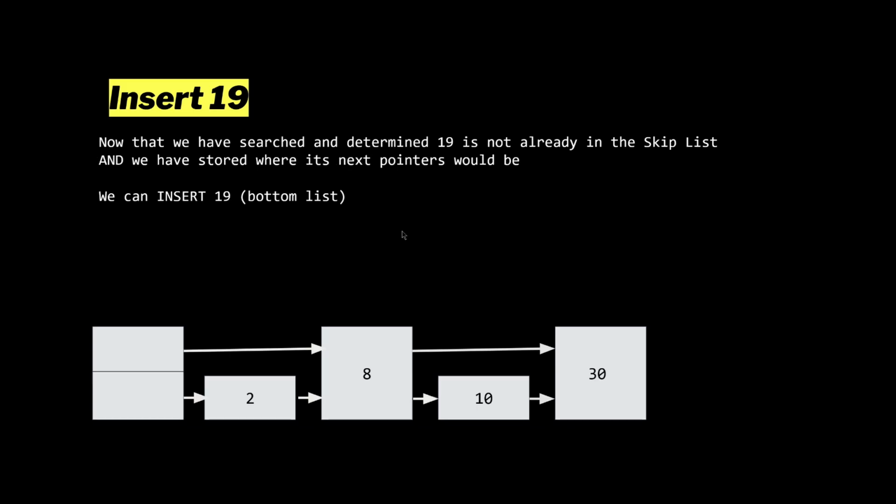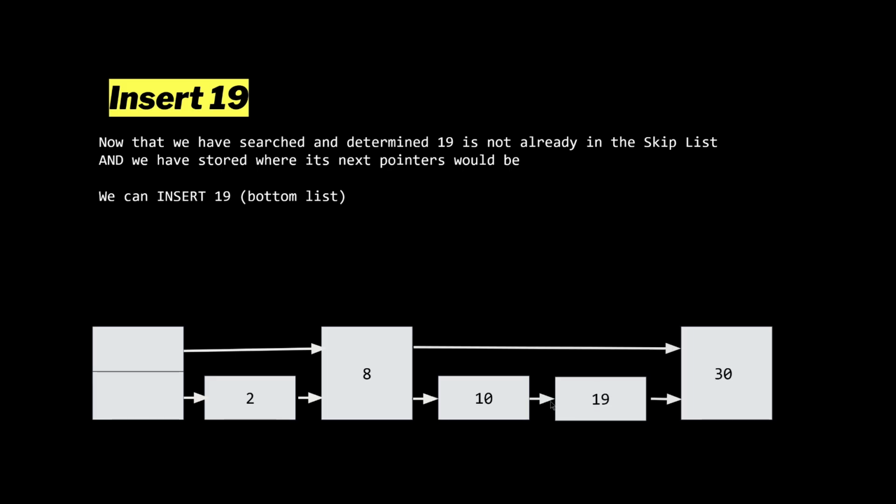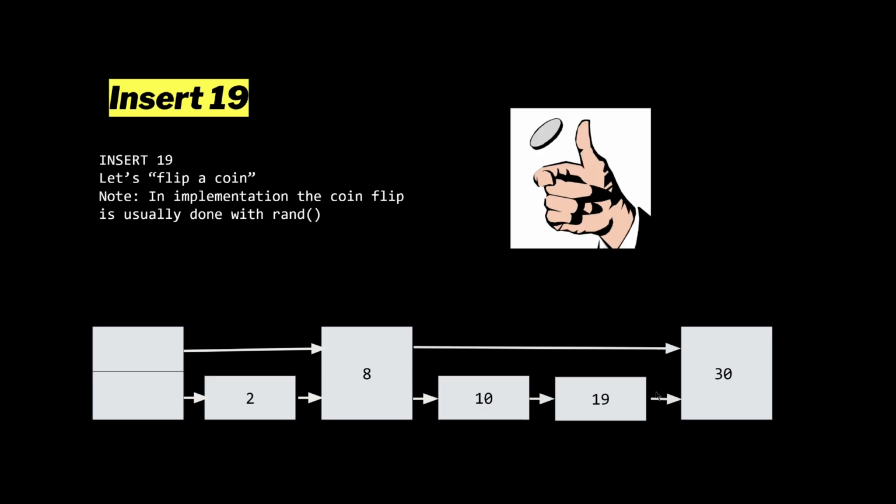So we want to insert 19 into the bottom list first. And again, we stored that the last node before its insertion would be 10 in the update array. So that's how we know where to put it in. So let's insert 19 in this spot right here. There we go. So we updated the pointers too. And now let's decide if we want to take 19 to the next level.